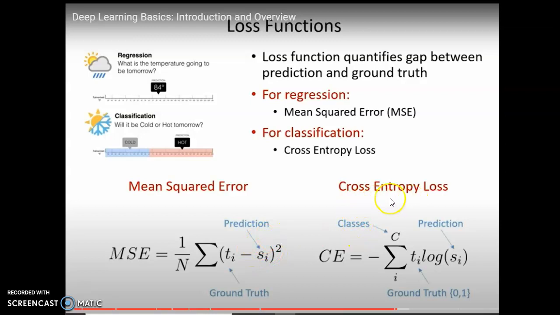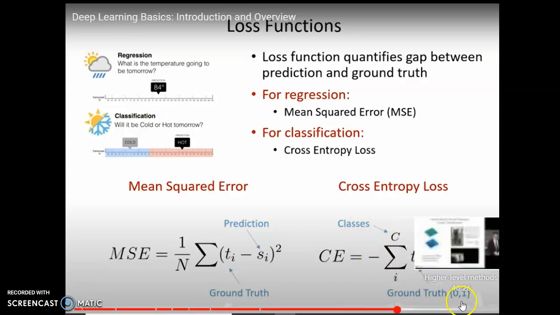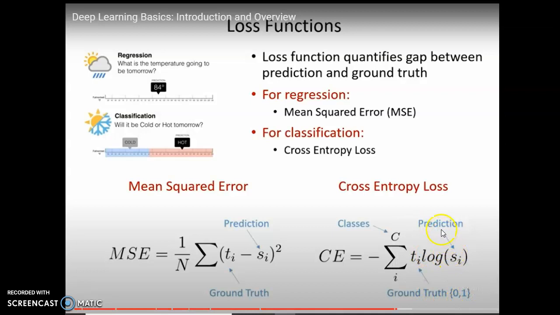This is under mean square error, for regression, and this is under cross entropy loss, for classification. CE is equal to minus of summation over i equal to 1 to C of Ti log Si, where C is the number of classes, Ti is the ground truth 0 or 1, and Si is the prediction. Here it is Ti log of Si.